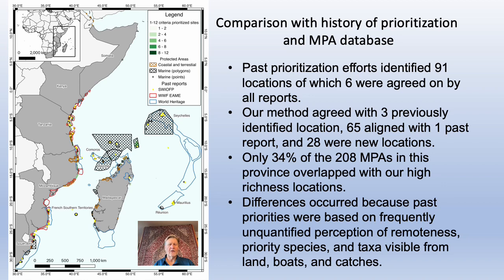When we then compare our locations with the database on marine protected areas, there are 208 marine protected areas in this province. We find that only 34% of our sites overlap with the existing MPA designations. Many of these differences in the past prioritizations have to do with the decisions made as to what species or what conditions, whether it's remoteness or reproduction, or whether you can see the species or not.